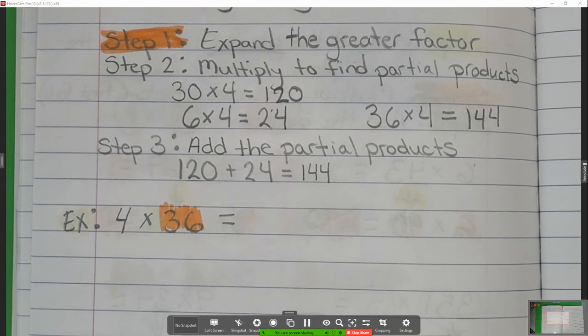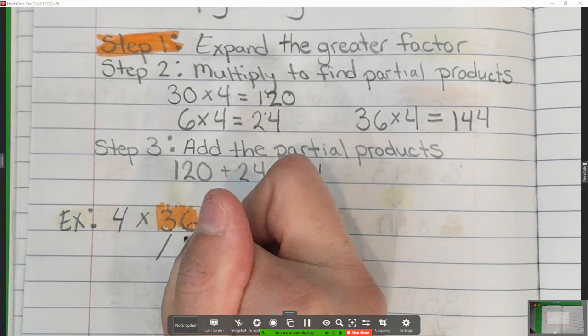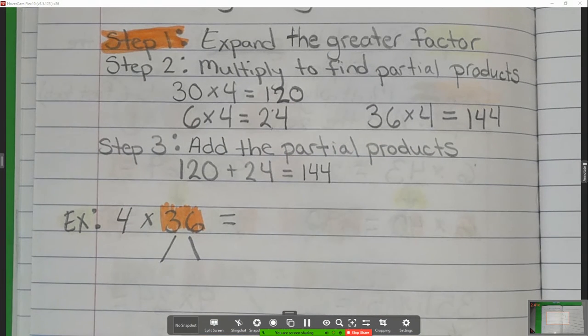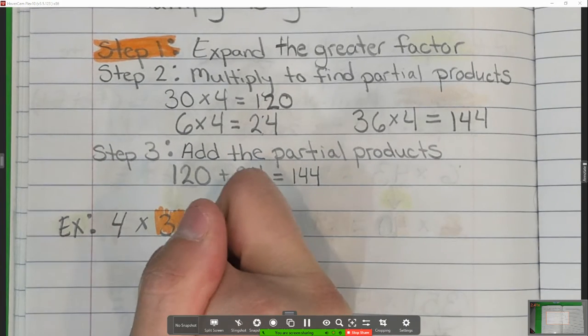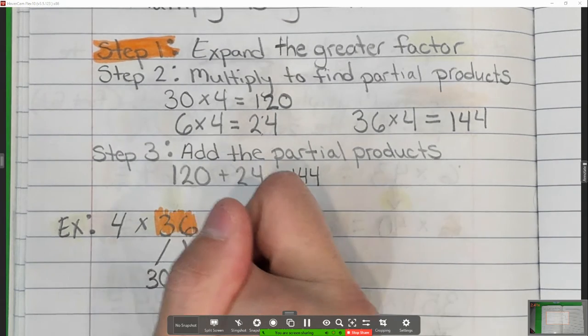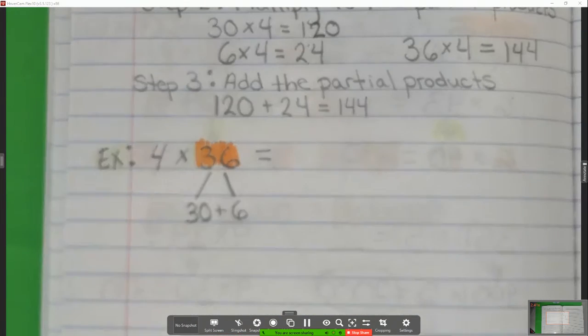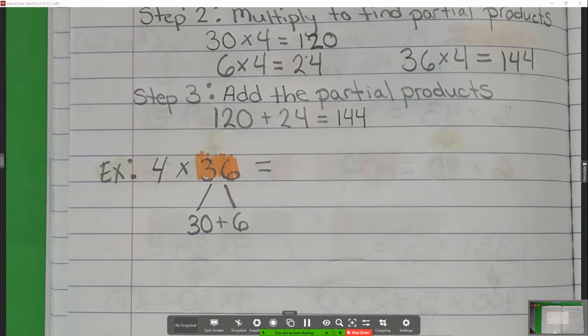That goes back to what we learned a few weeks ago, expanding a number. If I was to expand 36, how would I write that in expanded form? Remember, we worked with standard and expanded, and we worked with written form. How can I expand 36? Seth. 30 plus 6. Beautiful. So now I've done step 1.